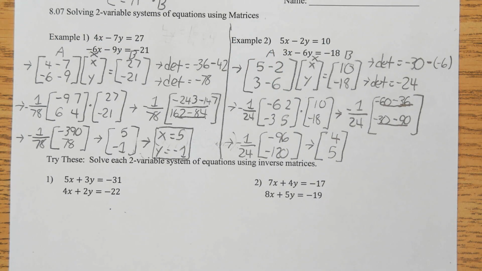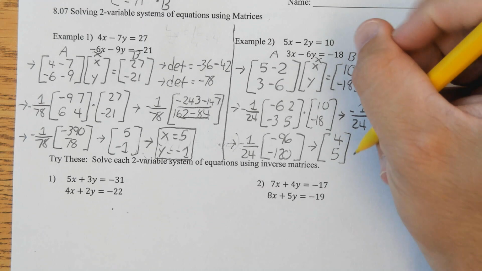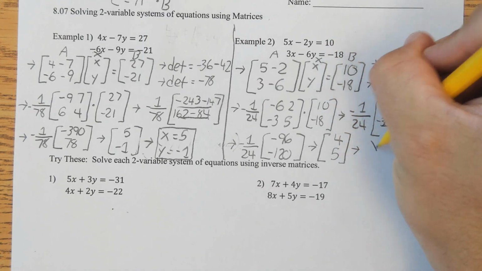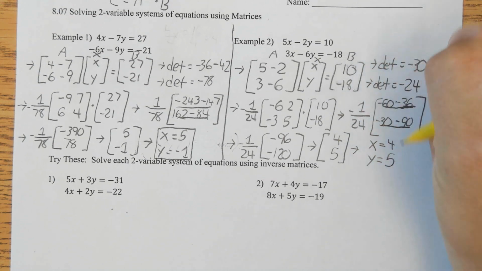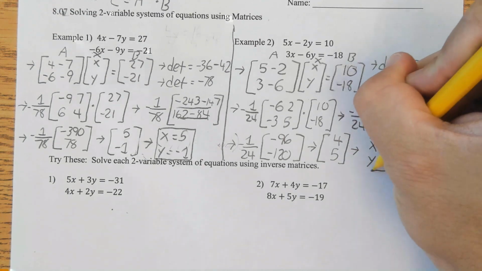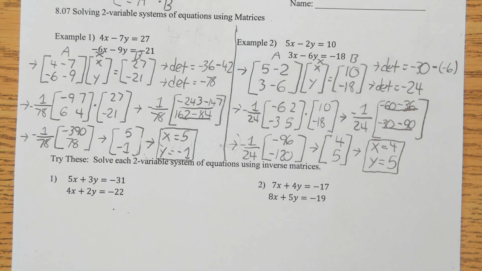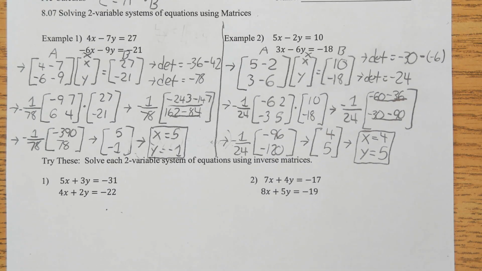Okay, and so there you go. So that's 2 examples there. Let's go ahead and write out our solution. So x equals 4. Y equals 5. All right. So there's 2 examples there.